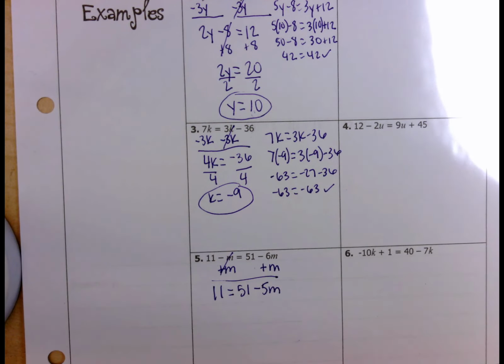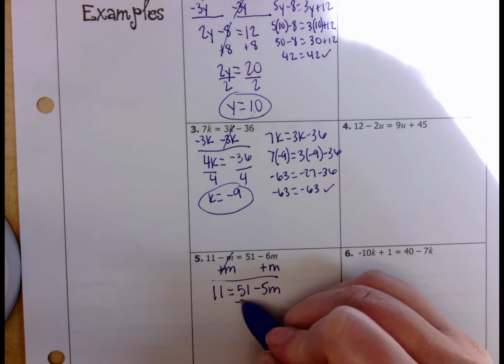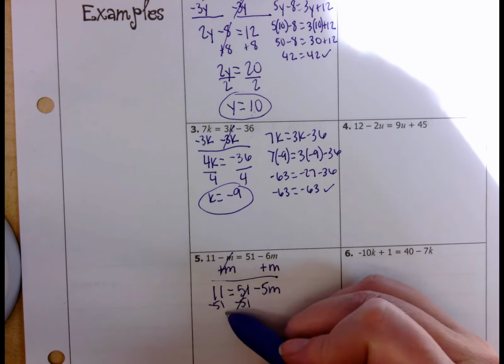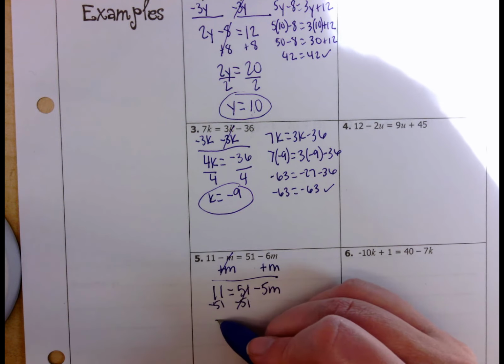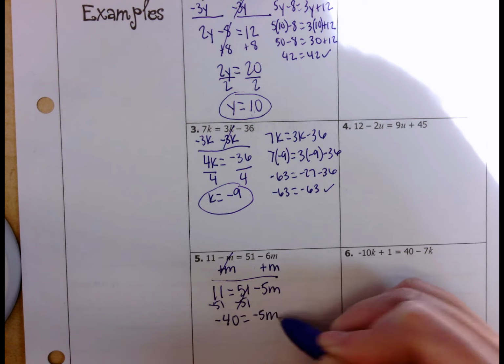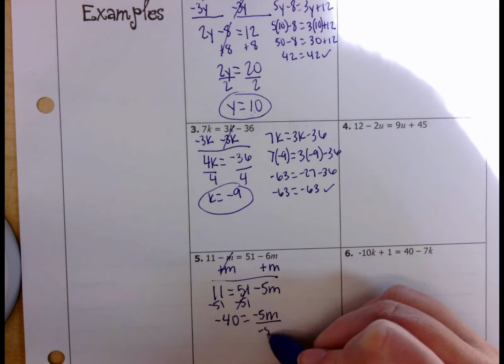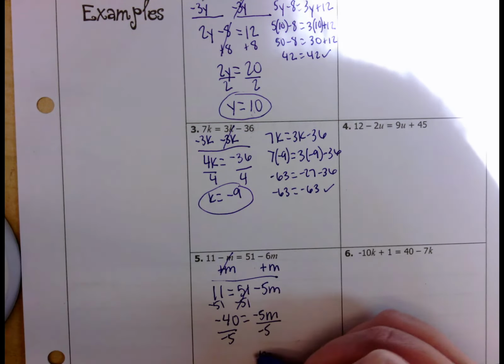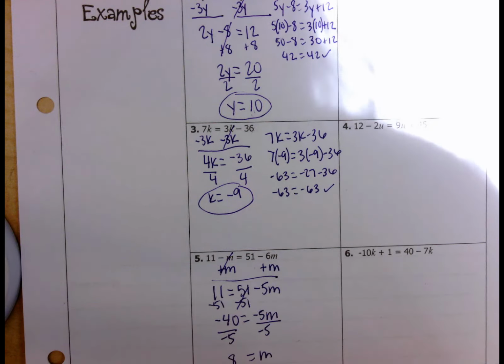Okay? And now I still have a two-step equation. I just need to get rid of this 51. So I'm going to subtract it, and I'm going to move it over. And so 11 minus 51 is negative 40. And over here I have a negative 5. And then I get rid of it by dividing by the negative 5. And so final answer, m is supposed to be 8.